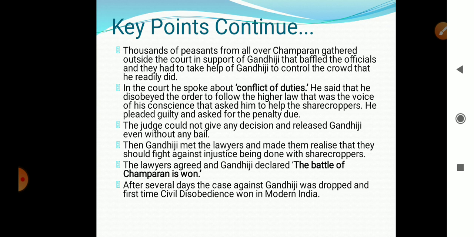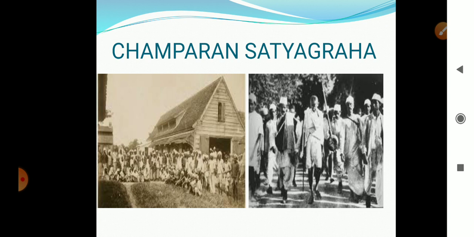Then Gandhiji met the lawyers and made them realize that they should fight against the injustice being done to the sharecroppers. The lawyers agreed, and Gandhiji declared the Battle of Champaran is won. After several days, the case against Gandhiji was dropped, and for the first time, civil disobedience won in modern India. So, after reading this, children, you must be feeling great about Gandhiji. And again, I'm leaving you with this picture of Champaran Satyagraha. You can see this Satyagraha movement led by Gandhiji. And again, I'm showing you these pictures so that you could also feel that pride in being Indians.